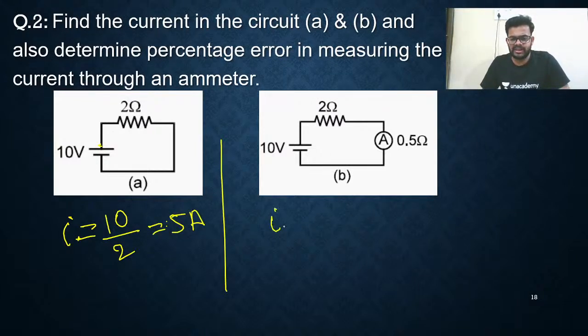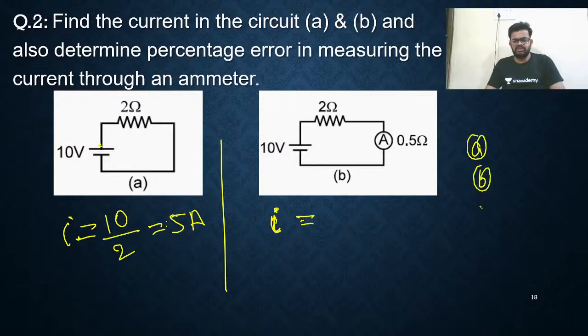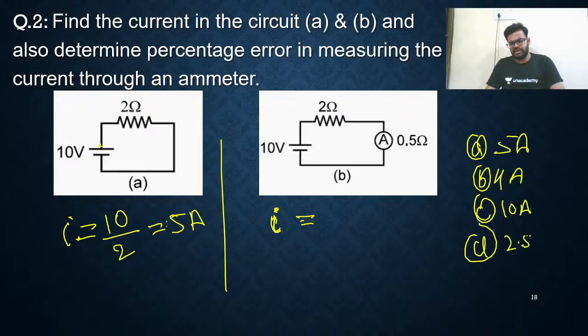Now, the current in this circuit. Tell me, what is the current in the B circuit? The four options are 5 ampere, 4 ampere, 10 ampere, 2.5 ampere. Which of the following is the correct answer? Come on, give me the correct answer. What is the current in this second circuit, or we can say the current measured by the ammeter?